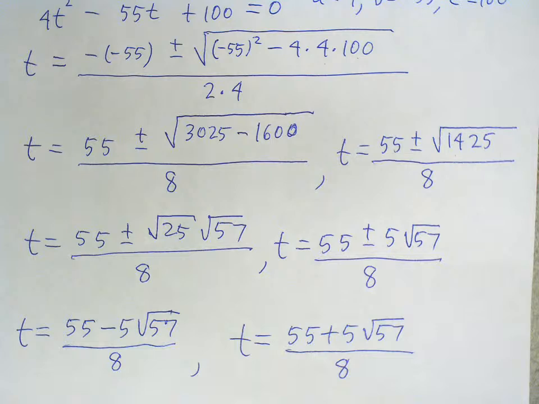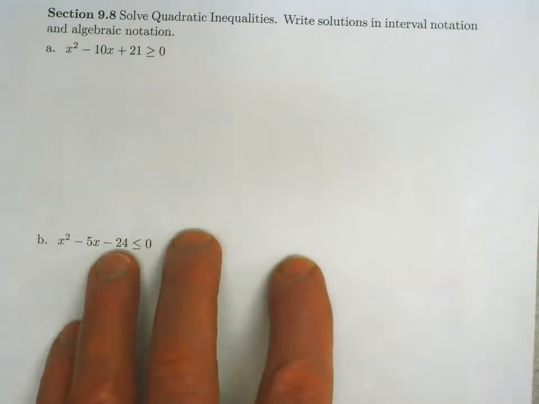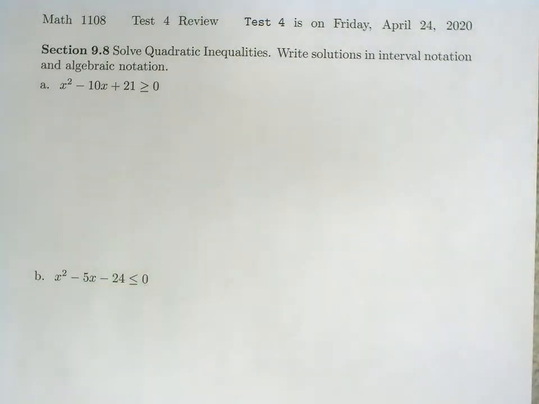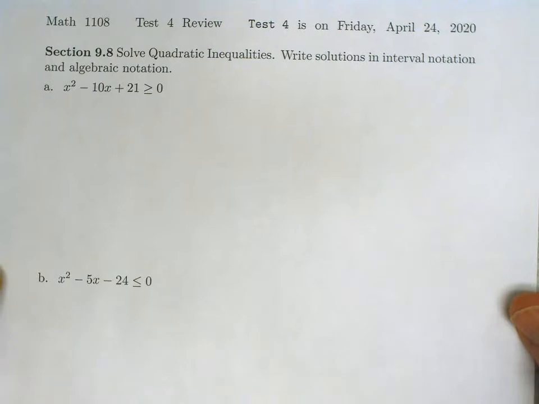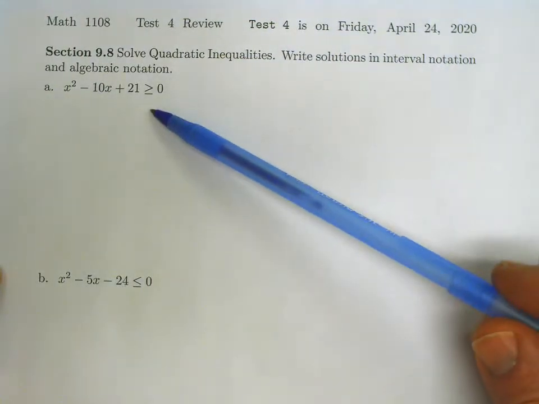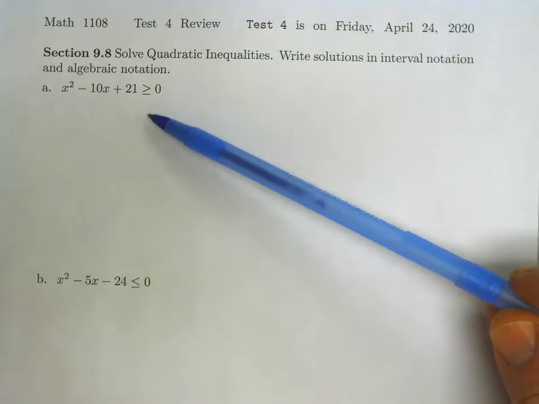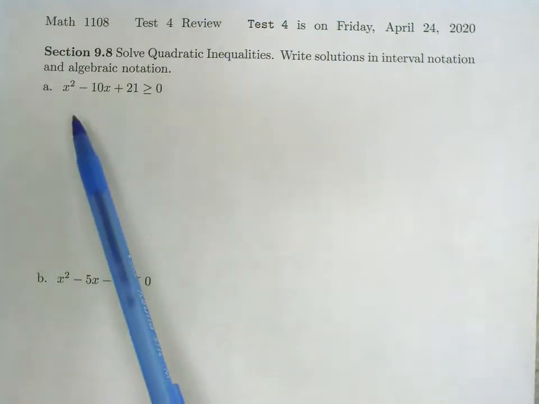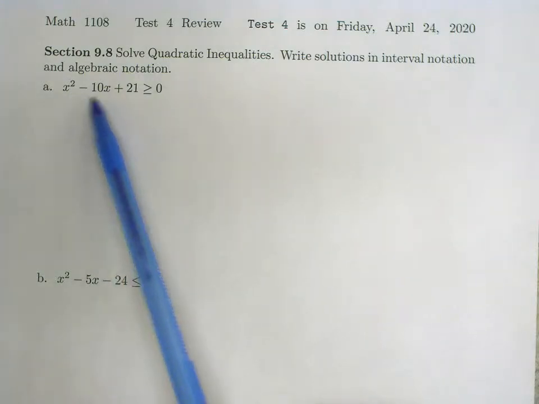Okay, we'll move on. In section 9.8, this is the section on solving quadratic inequalities. So this kind of inequality, we want 0 to be on one side, and we want to know the x values that make the left-hand side 0.